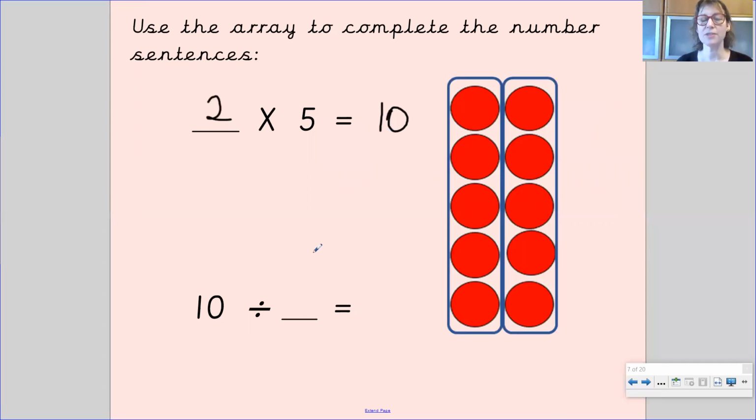And we can do the division the other way around. So we start with a big number, 10. How many groups have we got? Well, we've got 1, 2 groups. And how many in each group? 1, 2, 3, 4, 5.